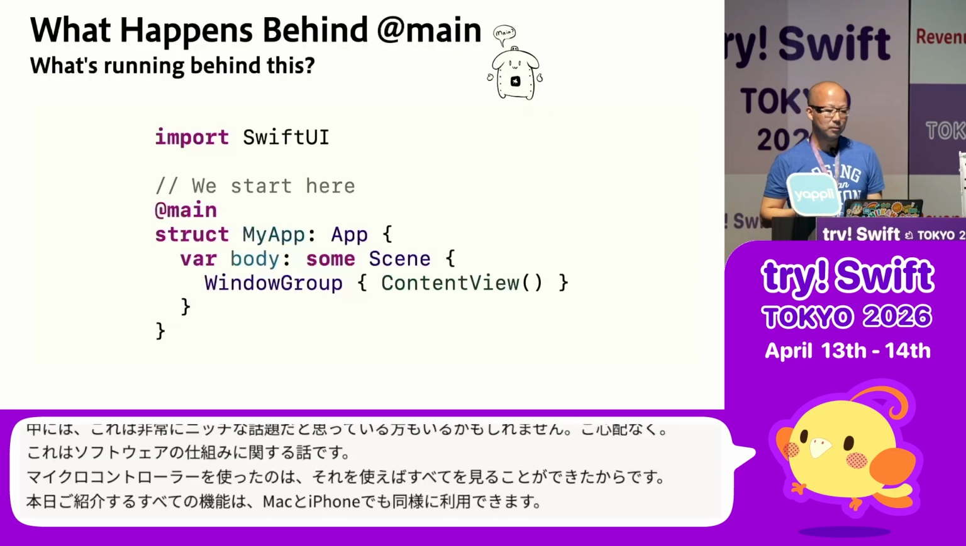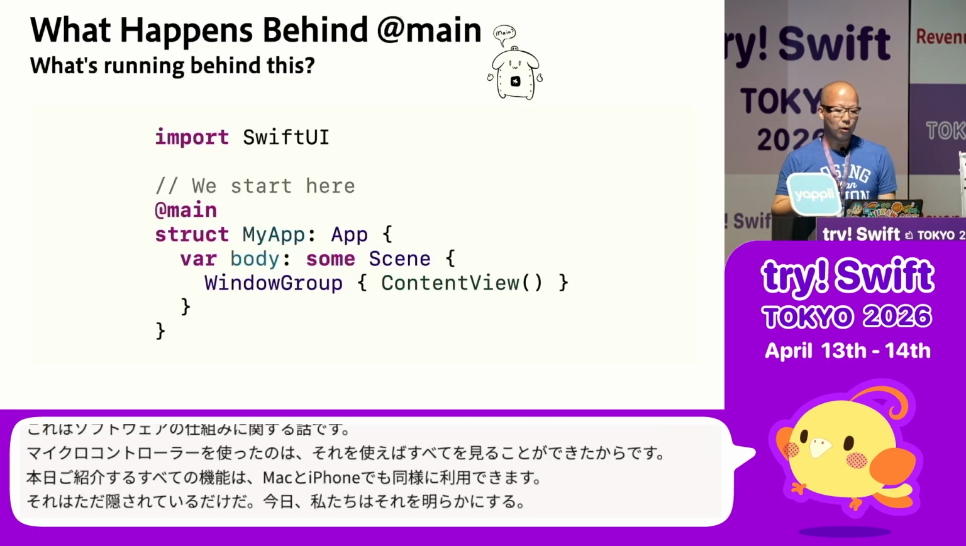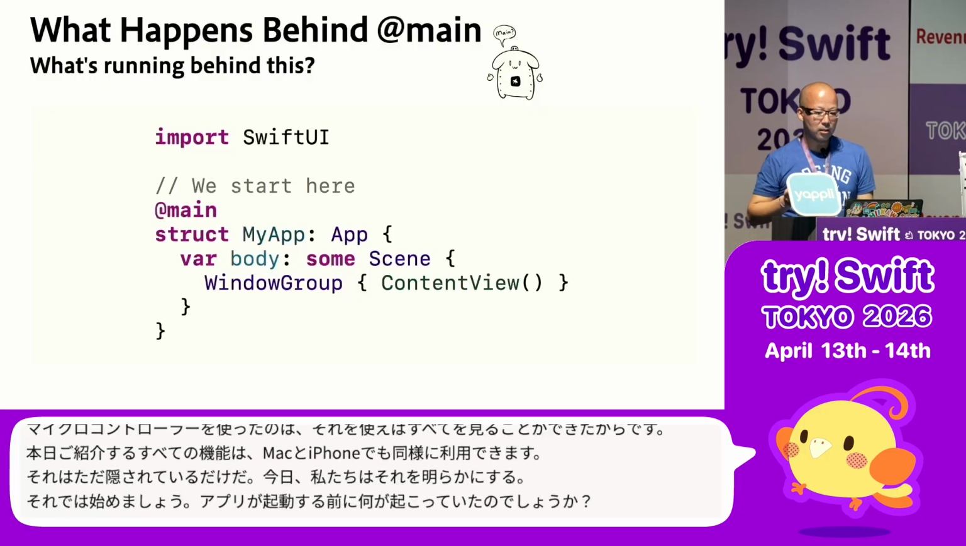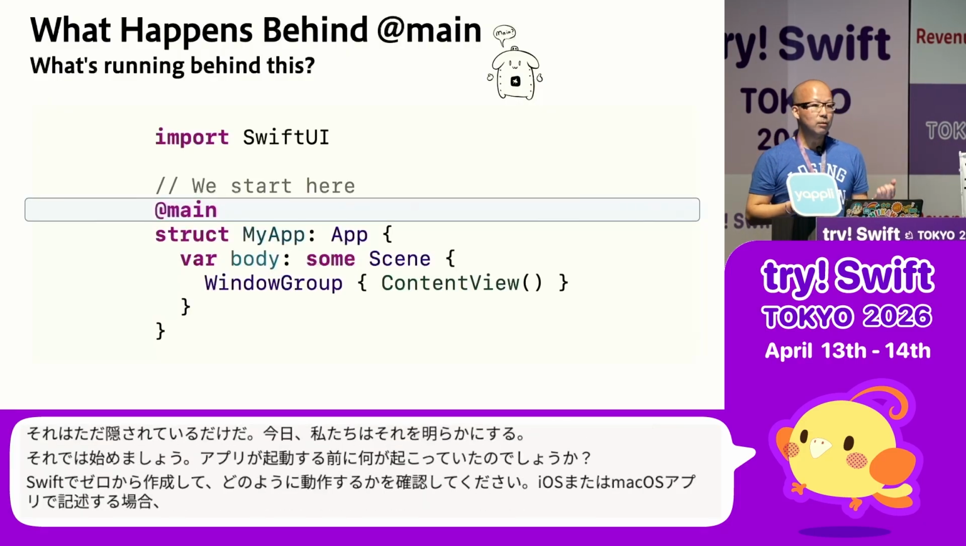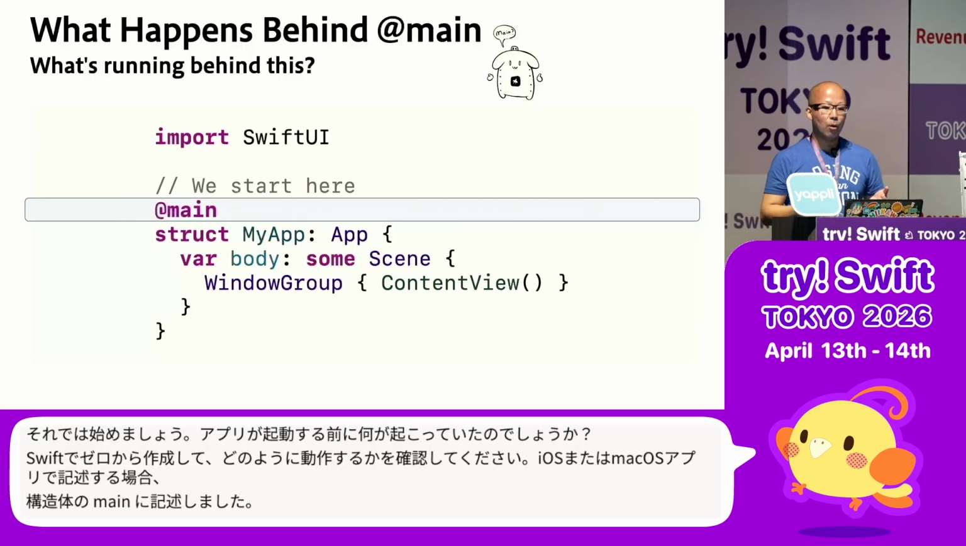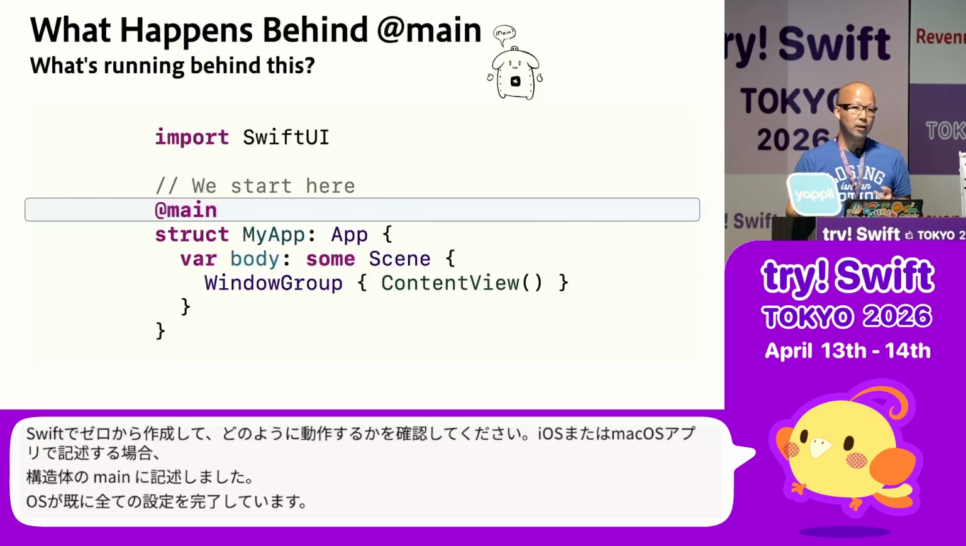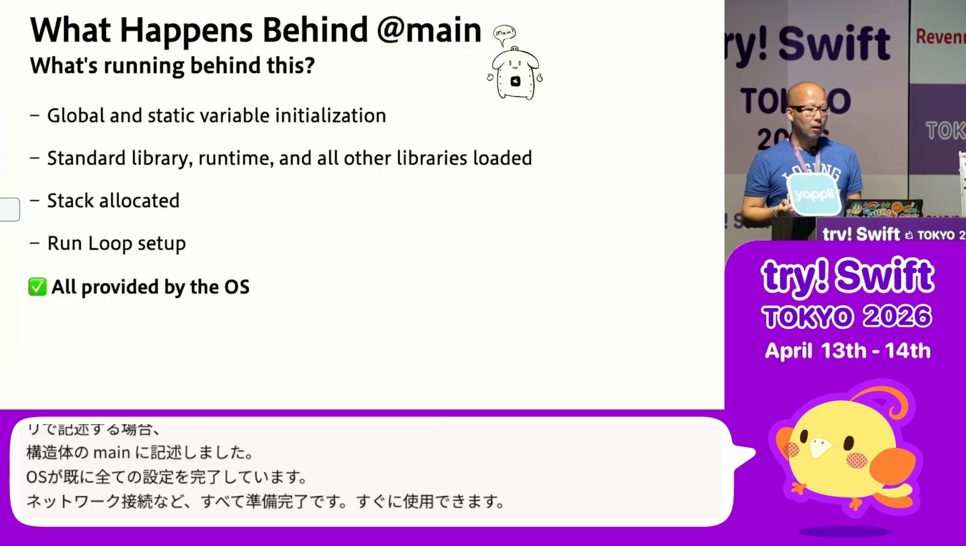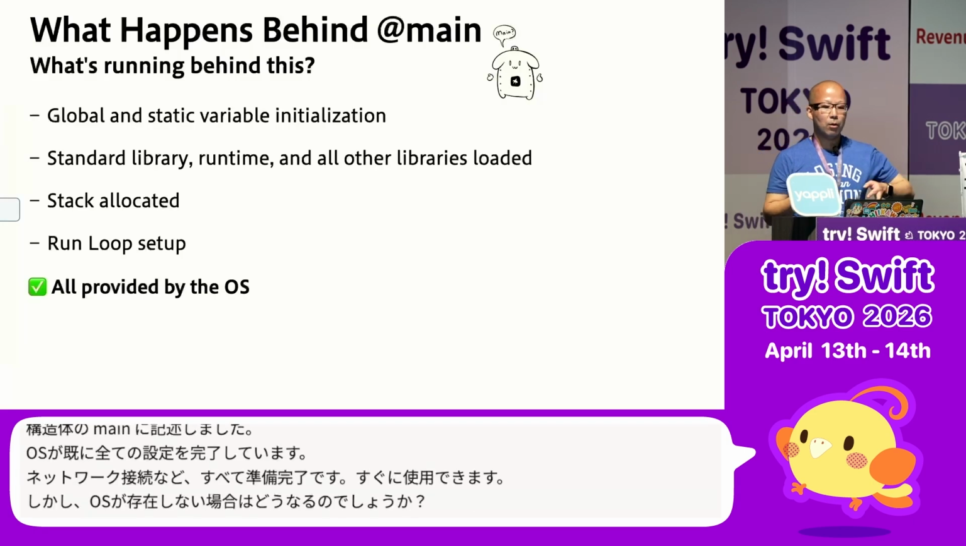So let's get started. What happened before our app started running? Let's build it from scratch in Swift and see how it works. When we write an iOS or macOS app, we just put @main on a struct. The OS has already done all the setup. Display, networking, everything is ready to use. But what if there is no OS? Then you have to build all of that from scratch.